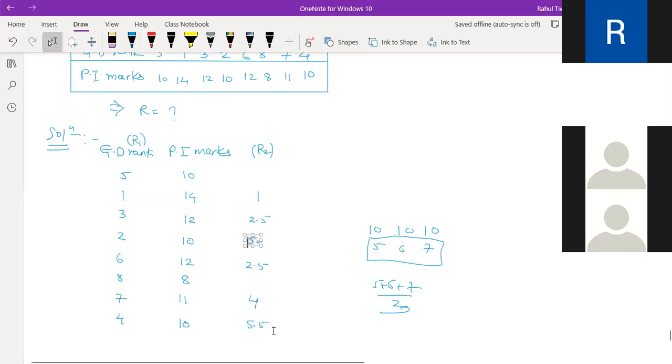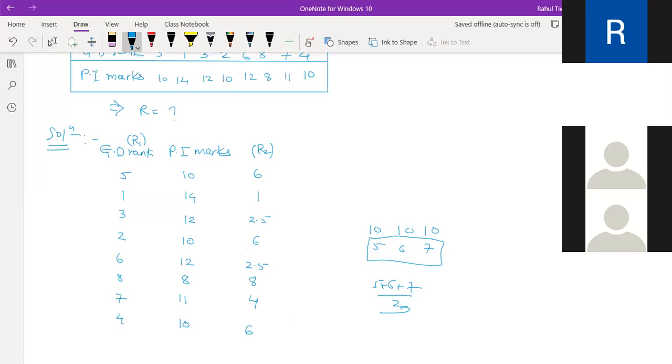Make sure that as many times as the rank is repeated, that many times you have to divide by that number. So 6, 6, 6, and ranks 5, 6, 7 are done. Next is 8, so the last one is 8. So this is the way you have to find the ranks.